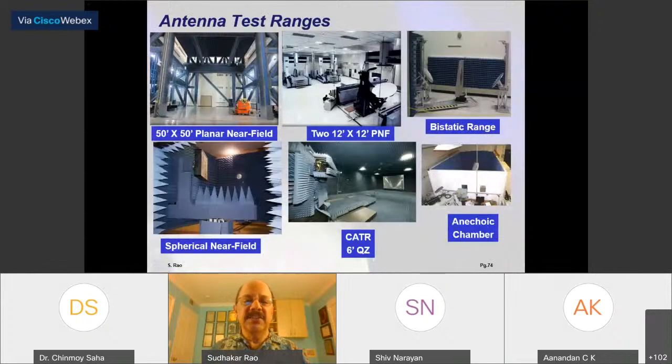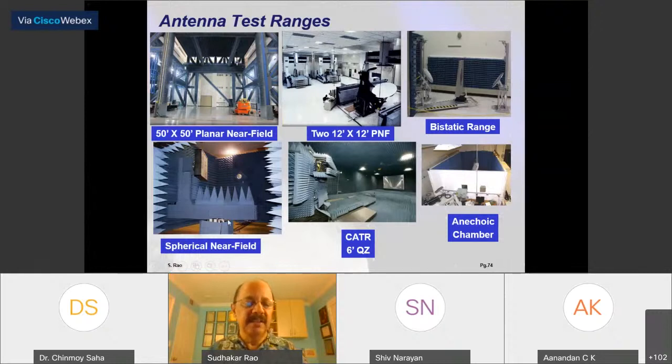So some range tests I think we have to do. We have about 18 different ranges. The biggest is a 50 foot by 50 foot planar near field. We have two 12 foot by 12 foot planar near fields. Bistatic range to characterize the frequency selective surface, the thermal covers, etc.